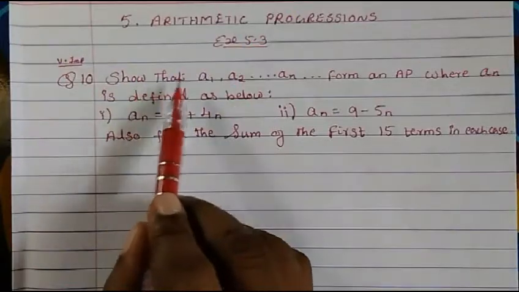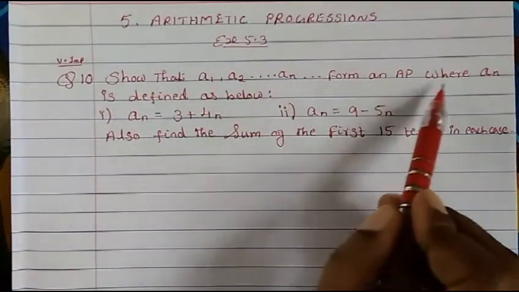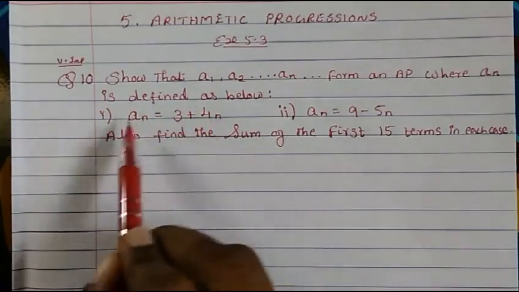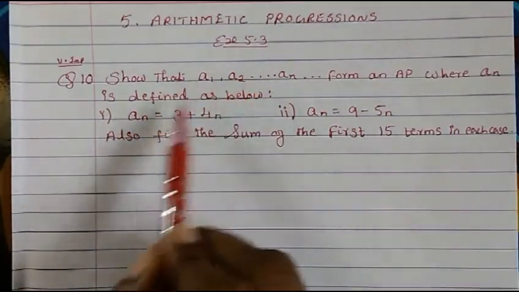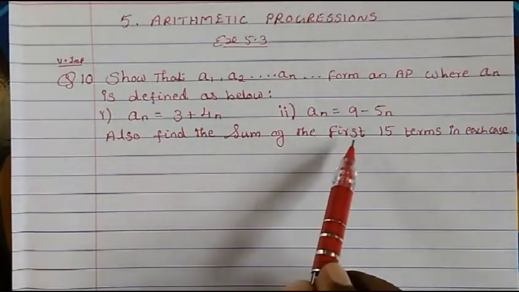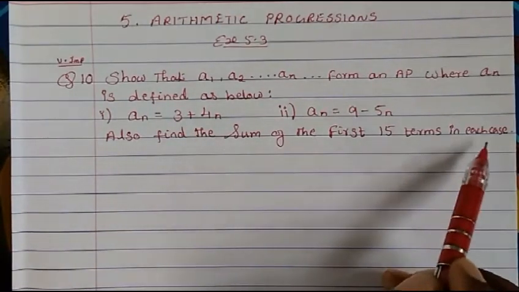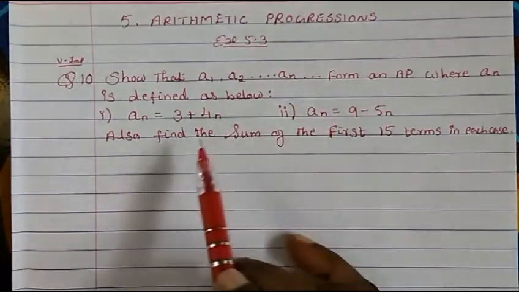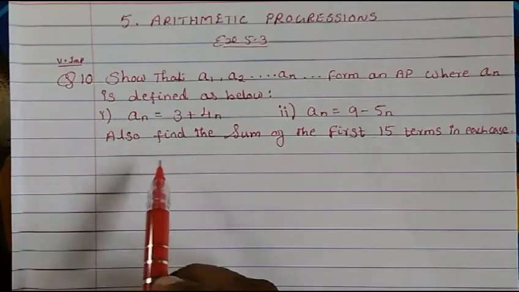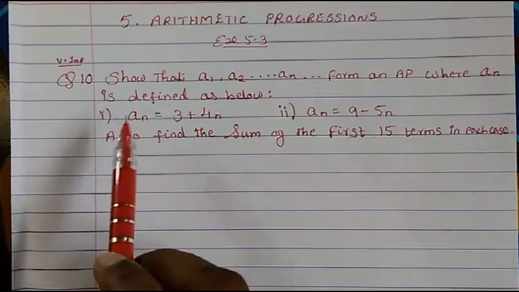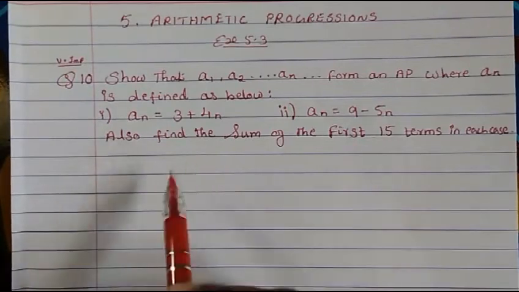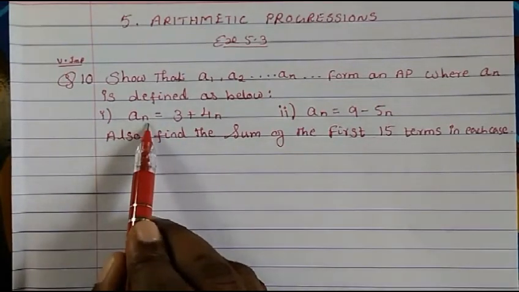What we have to do? Show that a1, a2, ..., an form an AP where an is defined. So it forms an AP, and we have to find out the AP. And then we also have to find the sum of the first 15 terms in each case. This question is very easy, at the same time it is very important, so please pay attention. First we will begin from the first one.